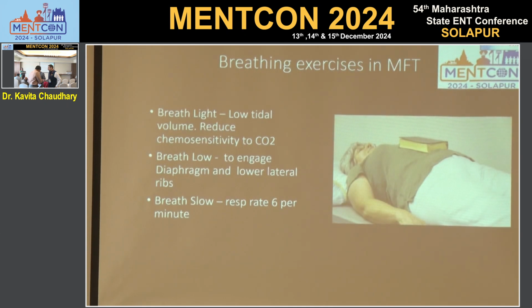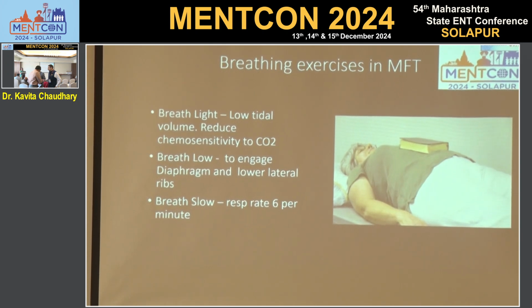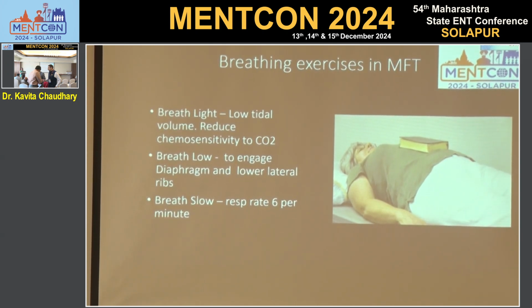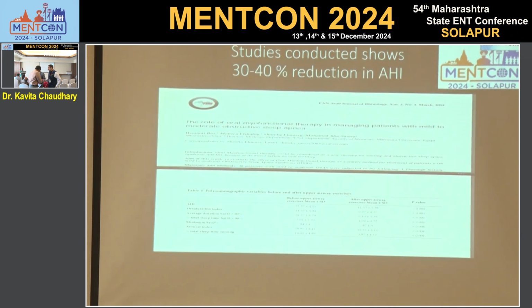Keeping a book on the chest and the abdominal wall, you can do this: breathe light to have a low tidal volume, to reduce the chemosensitivity to CO2. Breathe low, that engages the diaphragm and lower lateral ribs. Breathe slow, like we do kumbhaka in pranayama; the same fundamentals work here to improve the chemosensitivity to CO2. And a lot of studies show that if these exercises are followed and continued regularly, they reduce AHI by 30 to 40%.